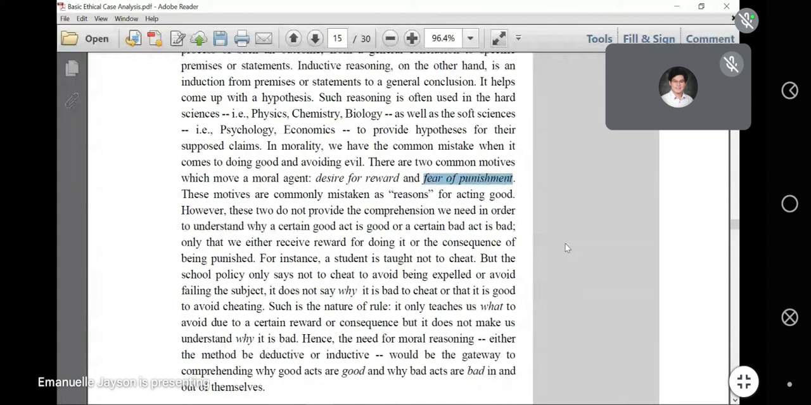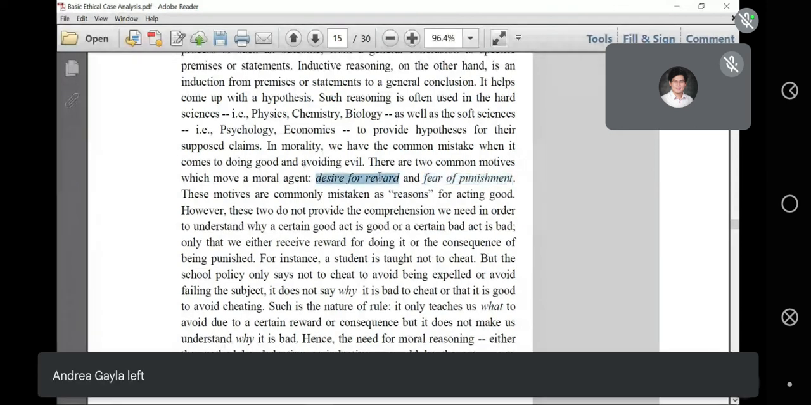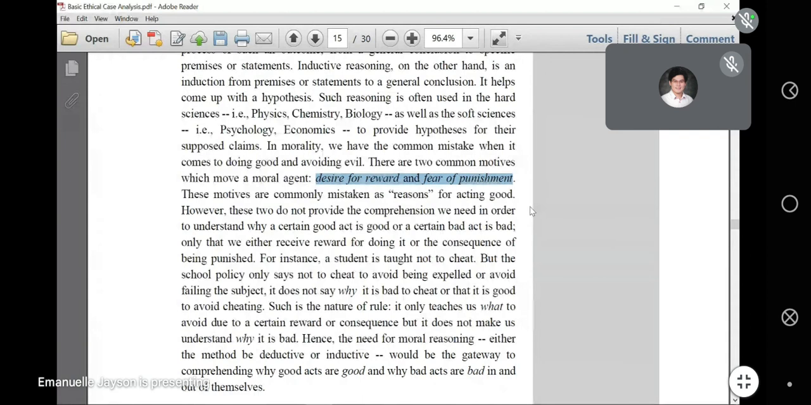Yun yung maling motives, no? Usually the drivers of an action, desire for reward and fear of punishment. When in fact, you should already understand why a good act is good in itself and why a bad act is bad in itself. Okay? So I will end there.